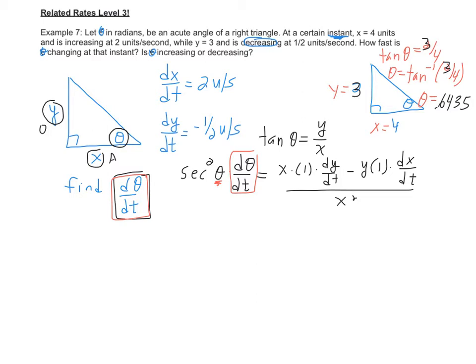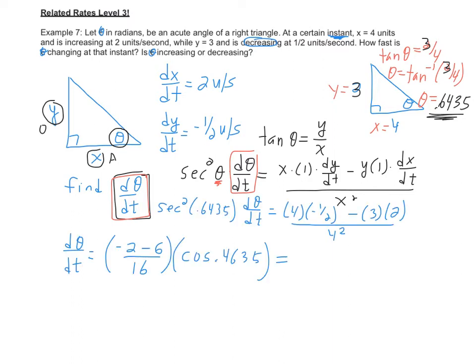Anyway, here is our angle at the moment when x is 4 and y is 3. Let's plug in all this information. Let's take a look at what I've done here. We plugged in everything. We have the secant squared of our angle, d theta/dt. I put 4 in for x, negative 1/2 in for dy/dt, 3 went in for y, 2 went in for dx/dt, and then the x squared is 4 squared.